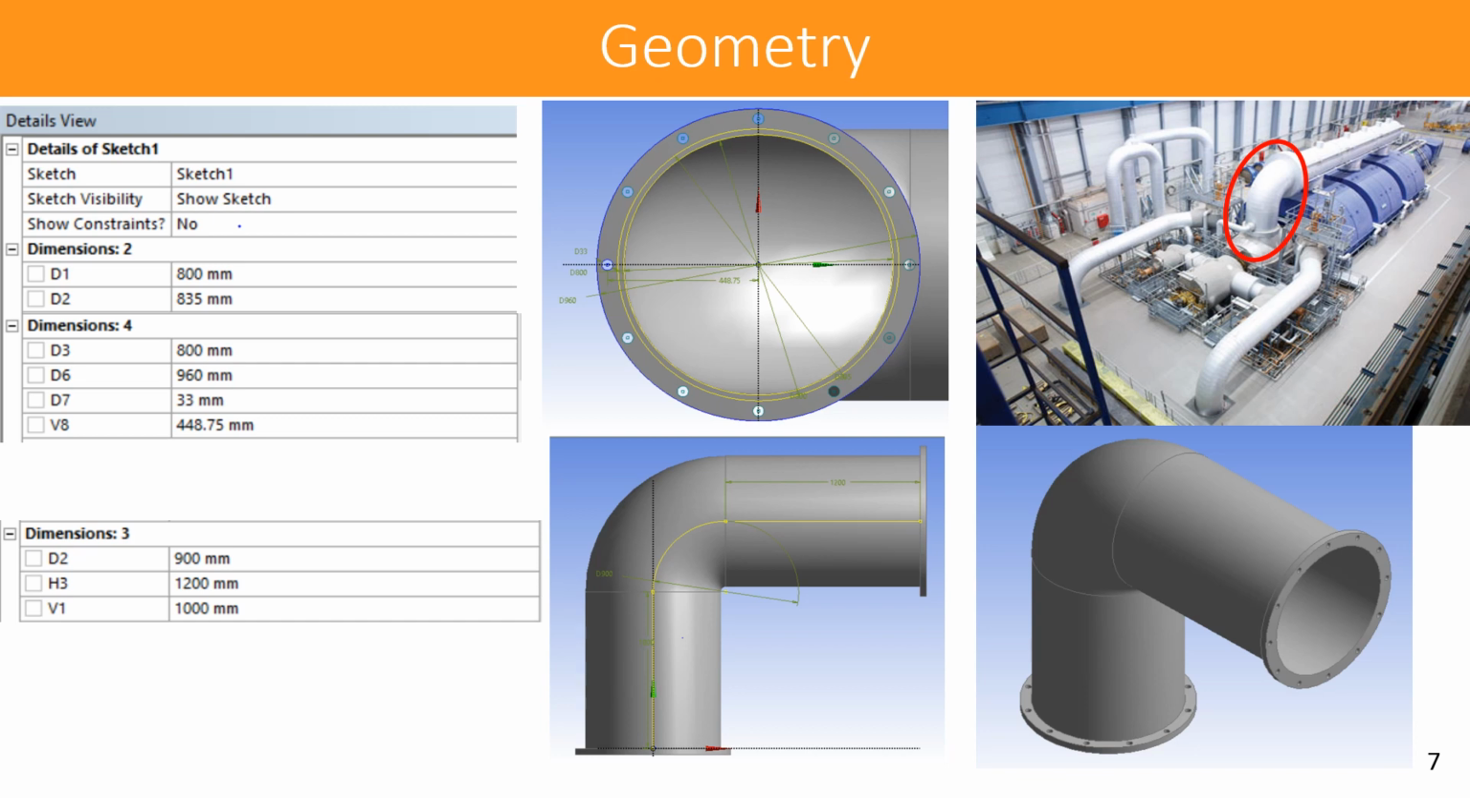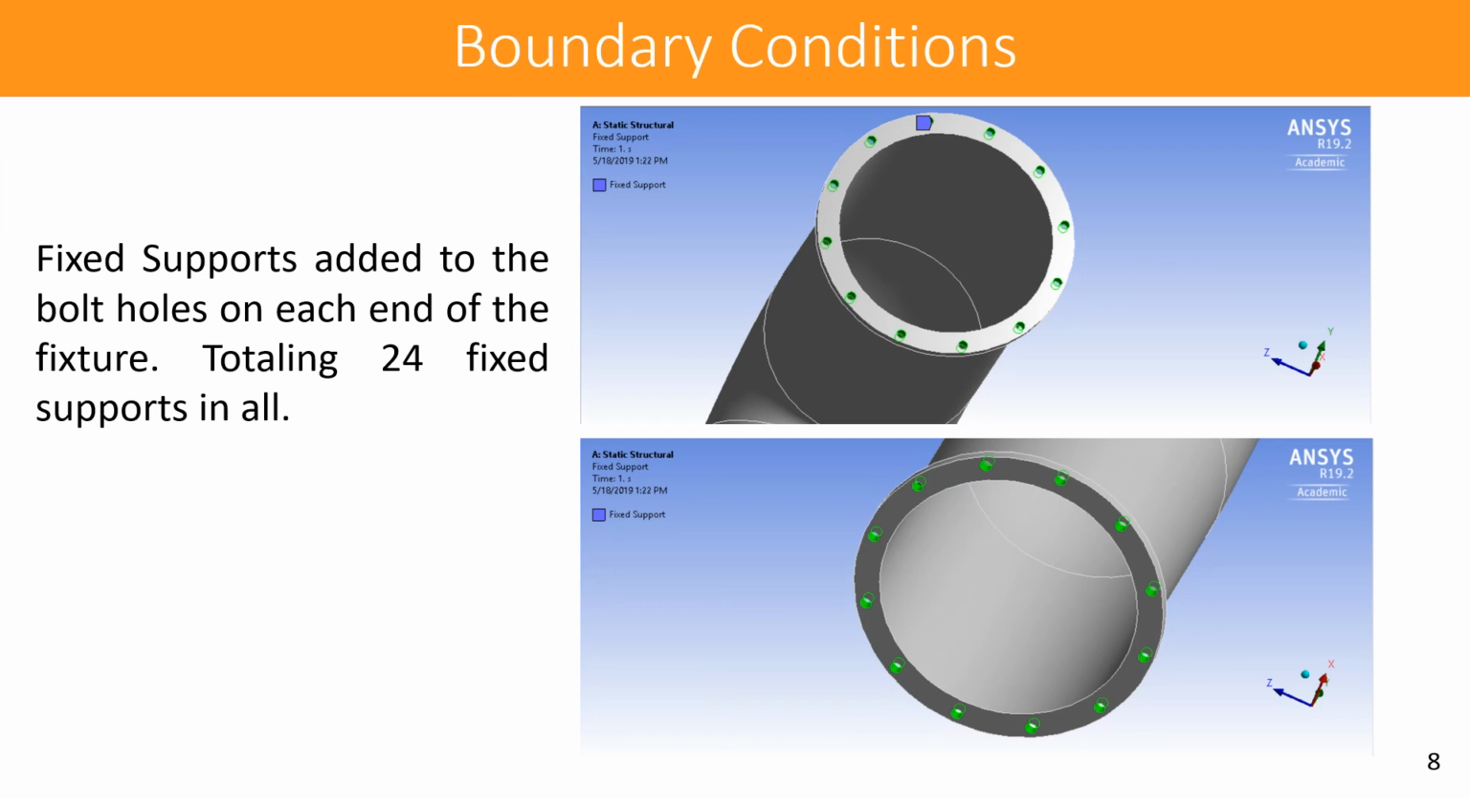The properties for P91 stainless steel that I've applied to that geometry are: the density of the steel is 7,800 kilograms per meter cubed. The Young's modulus is 2 e to the 11th pascals, with a Poisson's ratio of 0.29.